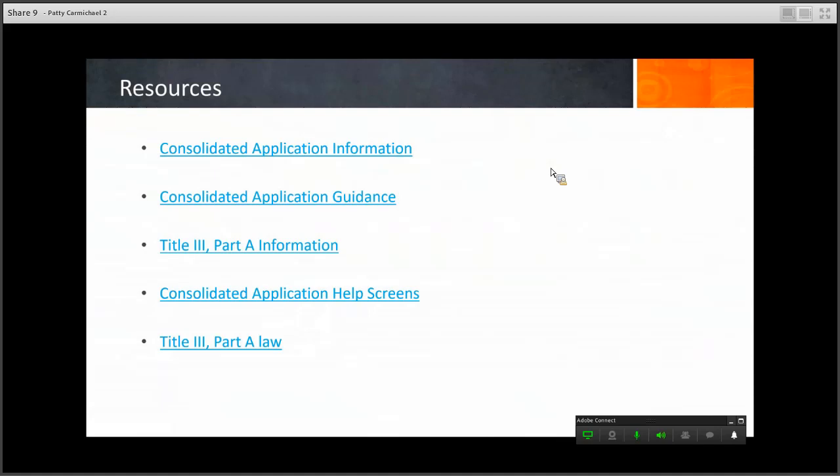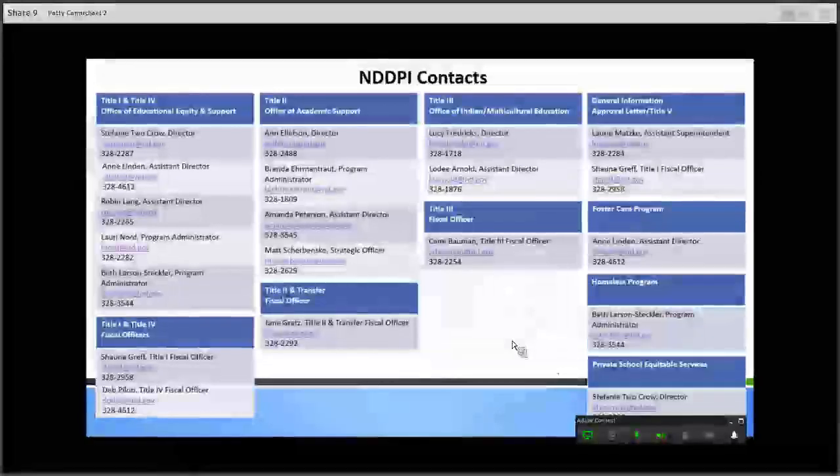Okay, the resources that we have available for you to help in this process, we have general consolidated application information, that consolidated application guidance that I mentioned before. There is a Title III page on the NDDPI website with Title III information. The consolidated application help screens that I'd mentioned before that'll walk you step by step through the whole process. And then I also included Title III Part A law in case you are interested in reading the law.